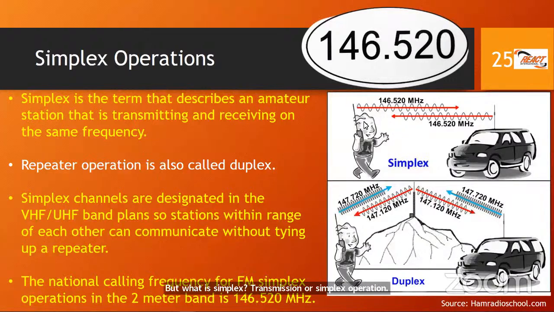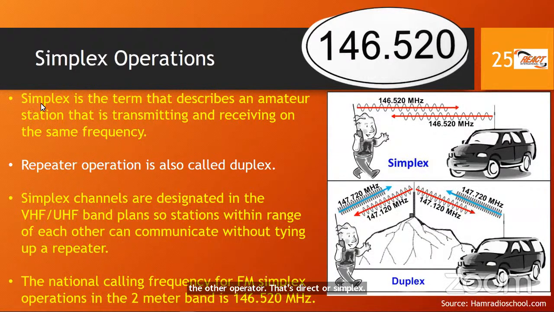It doesn't use a repeater. Simplex is really radio to radio transmission. So notice in this case at the top here, there's this amateur radio operator. He's transmitting on one frequency, and the other amateur radio operator is transmitting on the same frequency. And the signal, the RF, the radio frequency, is going from radio to radio directly, antenna to antenna. It's going off into the air and going straight to the other operator. That's direct or simplex operation.